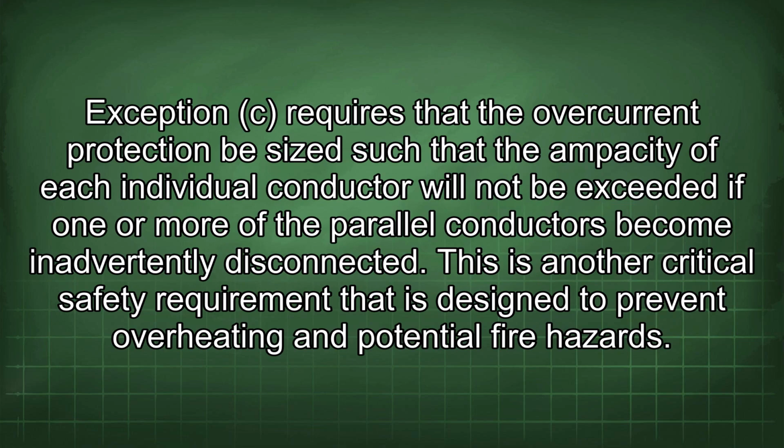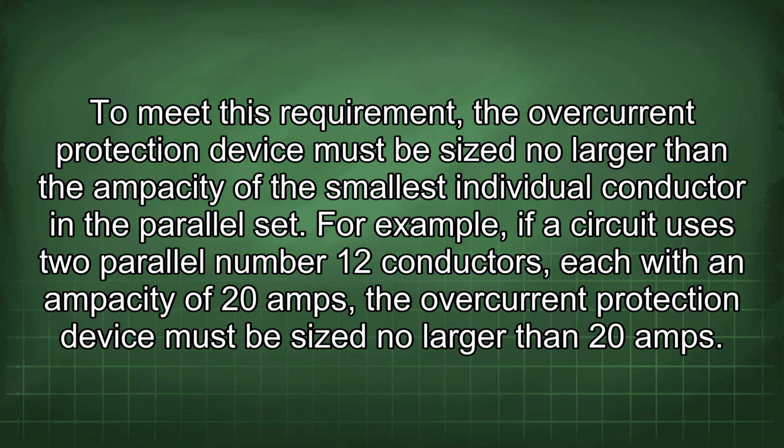Exception C requires that the overcurrent protection be sized such that the ampacity of each individual conductor will not be exceeded if one or more of the parallel conductors become inadvertently disconnected. This is another critical safety requirement that is designed to prevent overheating and potential fire hazards. To meet this requirement, the overcurrent protection device must be sized no larger than the ampacity of the smallest individual conductor in the parallel set. For example, if a circuit uses 2 parallel number 12 conductors, each with an ampacity of 20 amps, the overcurrent protection device must be sized no larger than 20 amps.